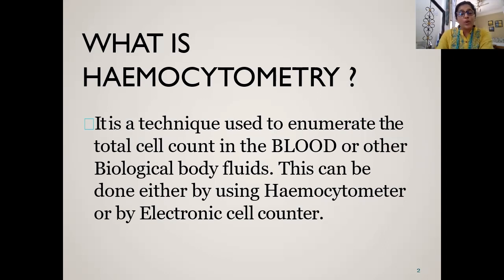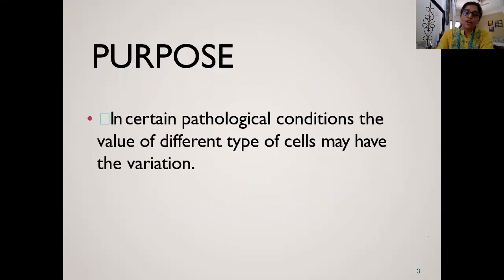Here, we are going to do it in the laboratories for our first year medical students. So we will be using a hemocytometer. We also have semi-auto analyzers in our department and auto analyzers in the hospitals, but we are going to experiment with the hemocytometer prima facie. Now, the purpose of this practical is to find out that in certain pathological conditions, the value of the cell varies. And these variations have got certain significances.